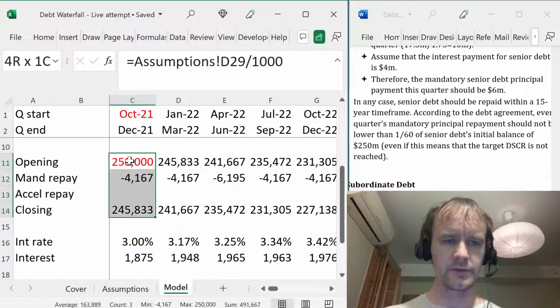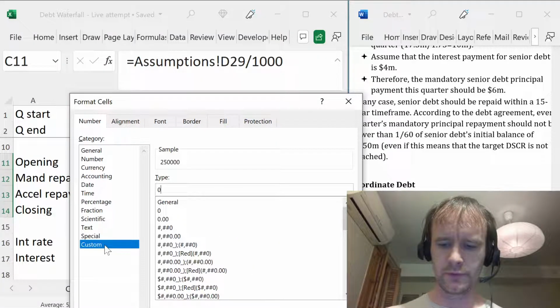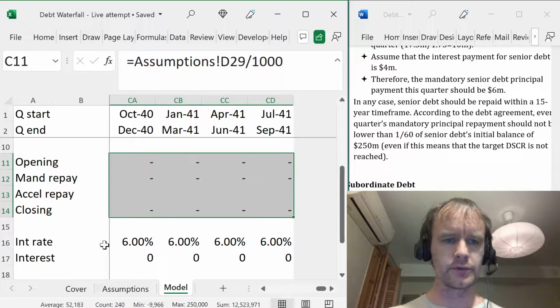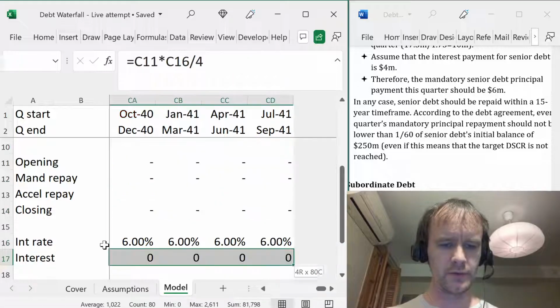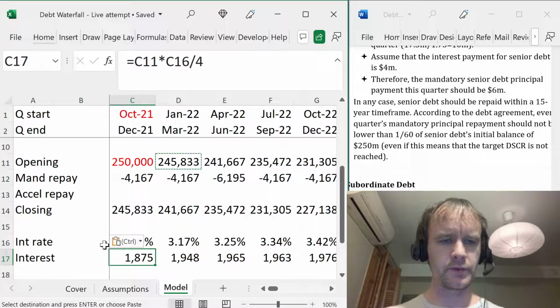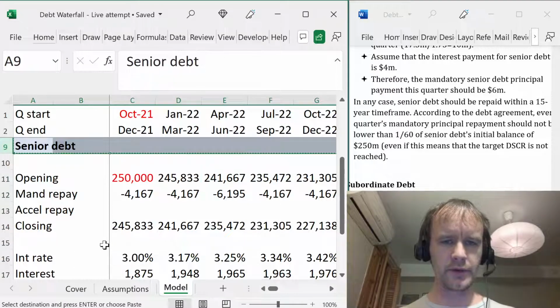And the fact that those zeros are showing as zeros is going to remind me that I want to put in a number format that does that differently. So I'll do that, and that looks a little nicer. And I'll do the same here. Okay, good. So now we've got our senior debt modeled. Let's go do subordinated debt.